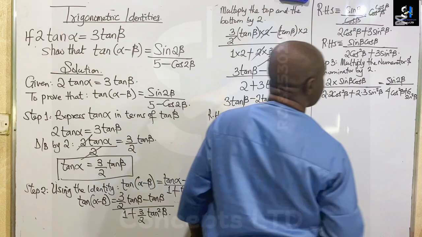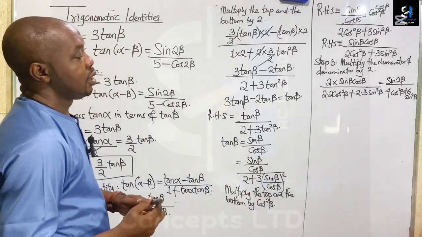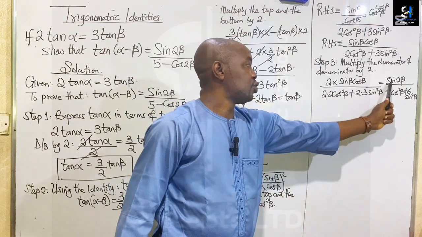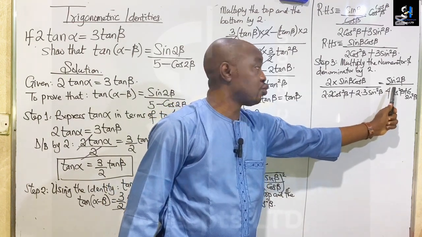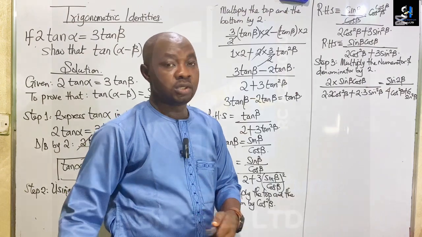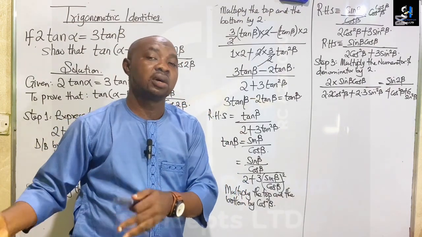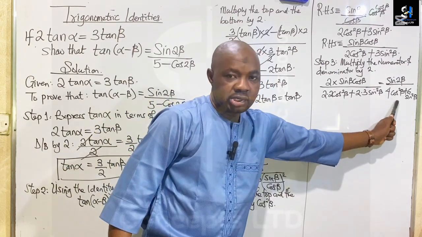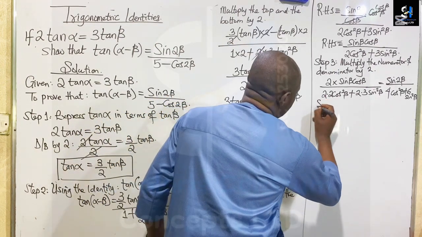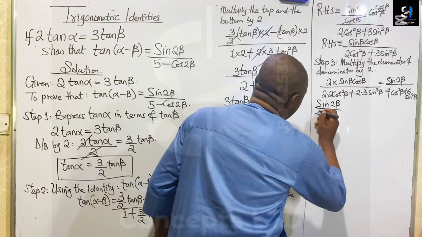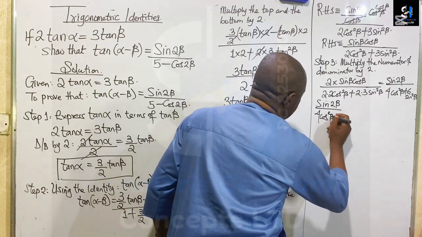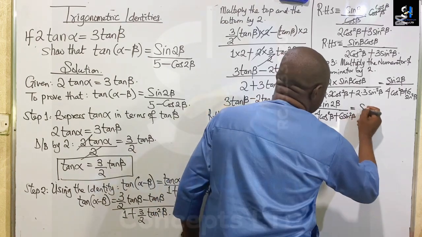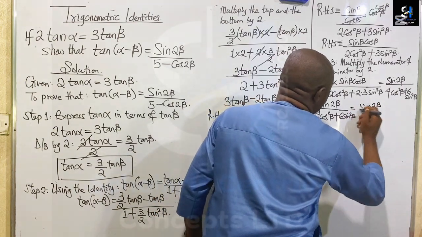This is because when we multiply sine beta cos beta by 2, we have the double angle identity for sine. You know, sine 2 beta is 2 sine beta cos beta, and that's what we have there. So now I'm also going to expand the denominator. We have sine 2 beta all over 4 cos squared beta plus 6 sine squared beta.